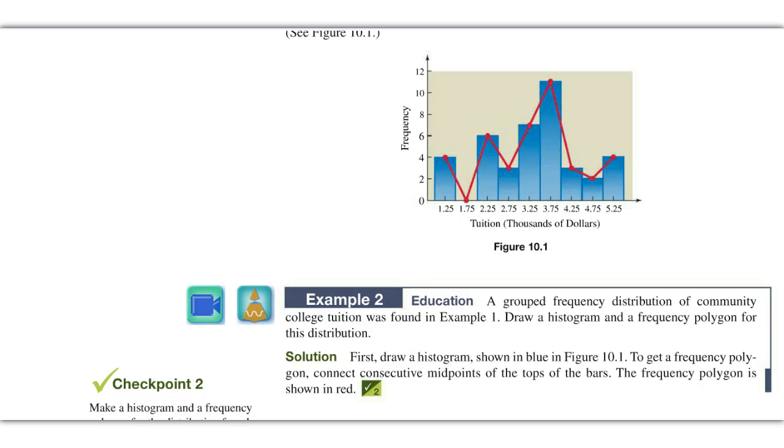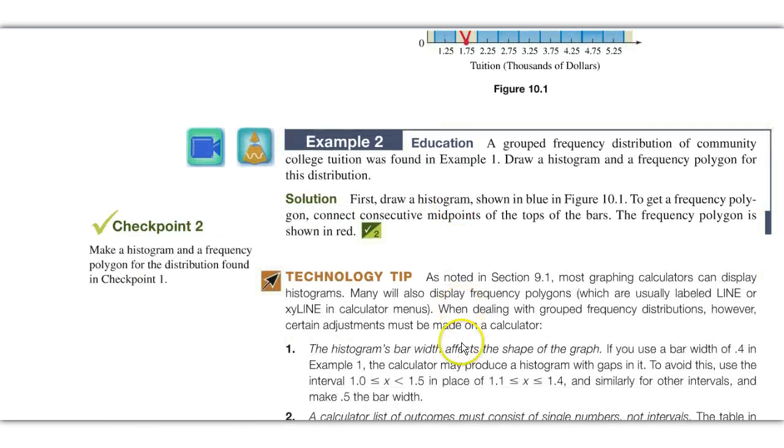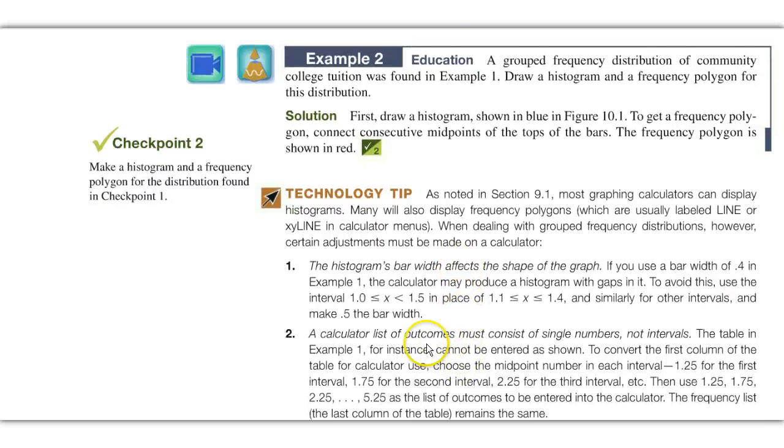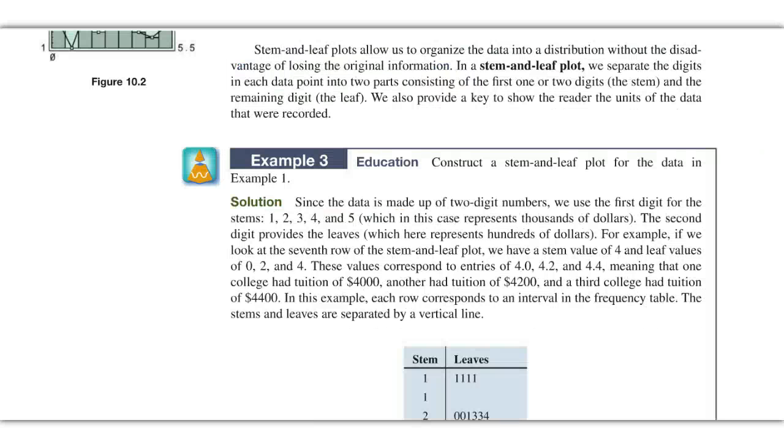Now again, graphing calculators have the ability to actually produce histograms, but we're not going to be doing that. Now the next thing we're going to do in example 3 is what is called a stem and leaf plot.